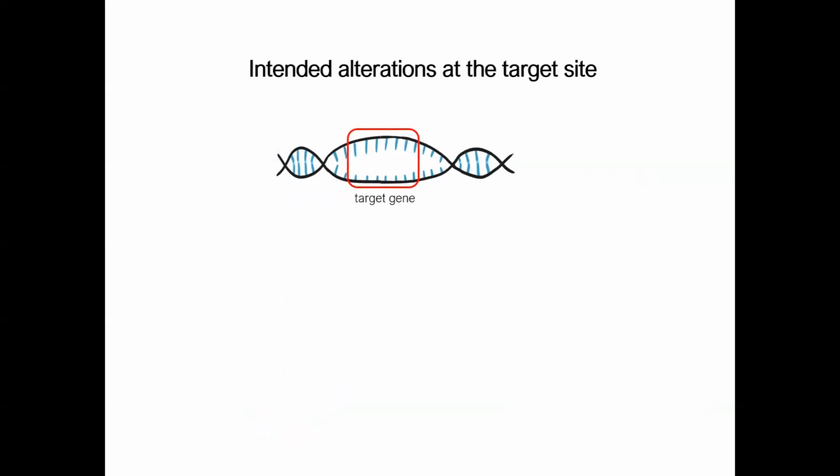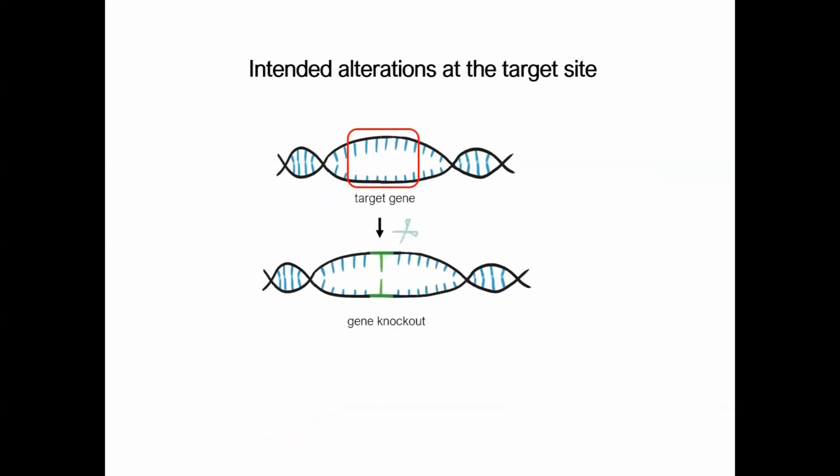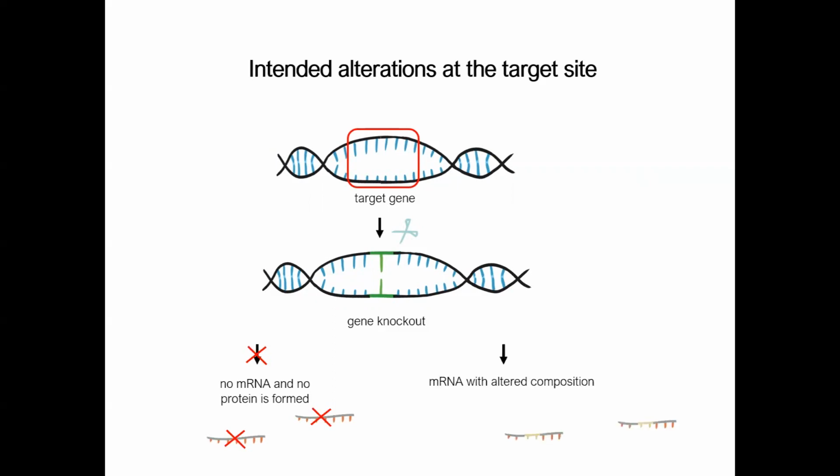Here you can see a target gene which is intended to be changed with the gene scissors. The gene scissors cut at the target sequence and activate the cell's own repair mechanisms, which can incorporate errors in the target sequence. These changes can have different intended effects. On the left side, no mRNA and no protein is formed. On the other side, certain changes in the DNA sequence can lead to the formation of mRNAs with a different composition. The mRNA can, for example, carry a deletion in its sequence, which can also result in the formation of a truncated protein that can't perform a certain function.